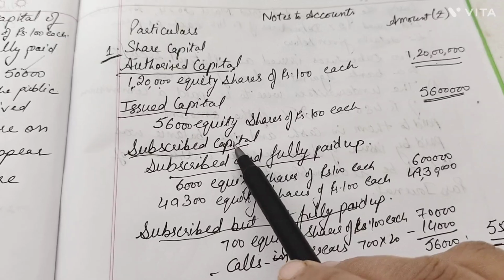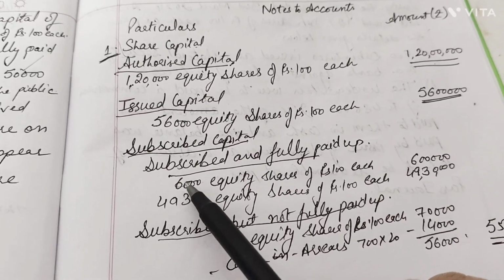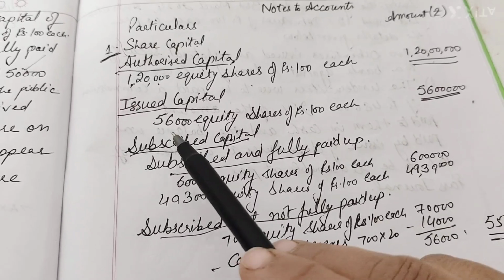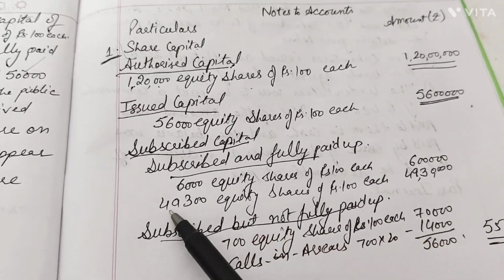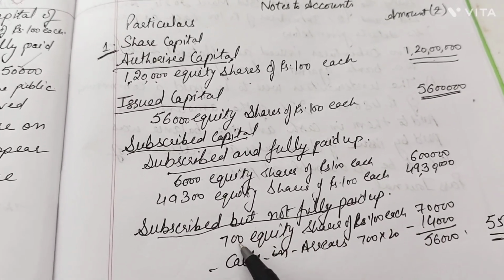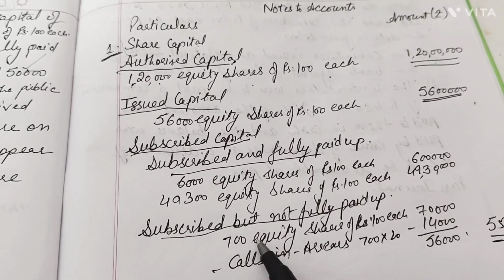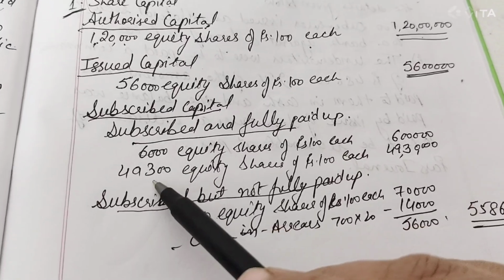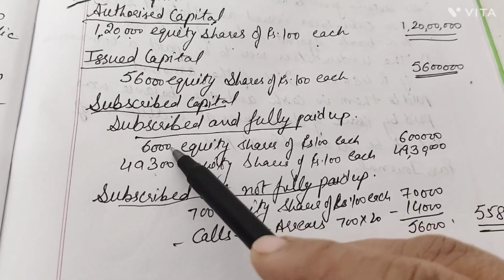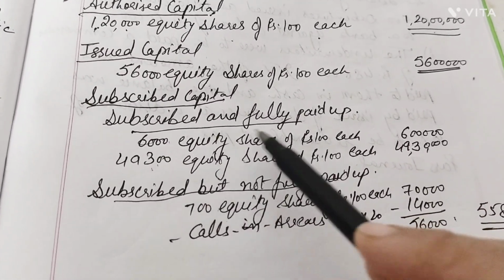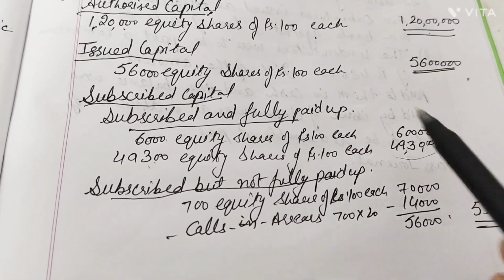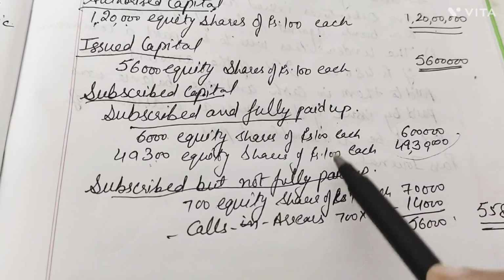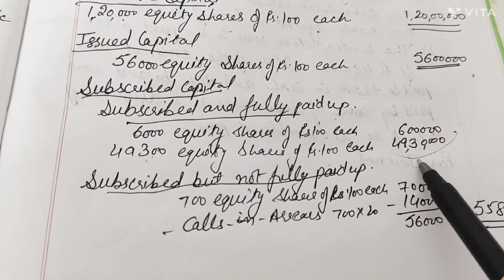Now for the subscribed capital, in the question it was given that the shares issued to the vendor were fully subscribed, right? Then in the 50,000 shares, there were only 700 shares on which the company has not received the full amount called up. So the rest, the number of shares on which the full amount is received, is 49,300. So 6,000 plus 49,300, we will show as subscribed and fully paid up capital, because the total sum called was received by the company.